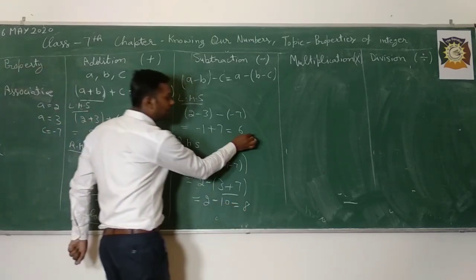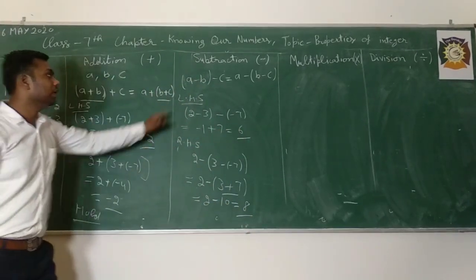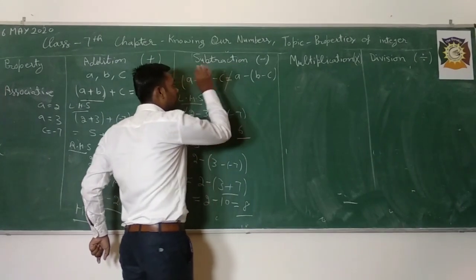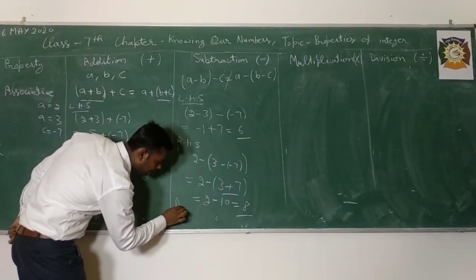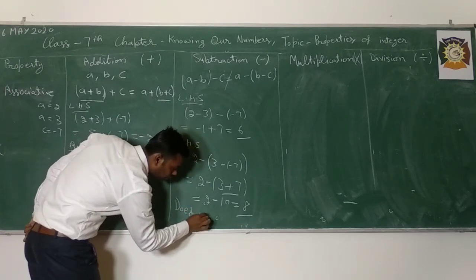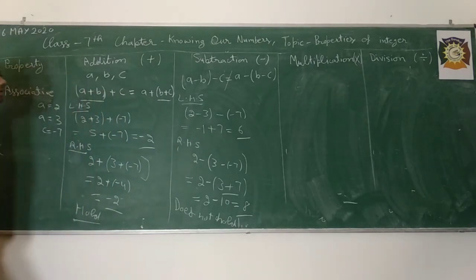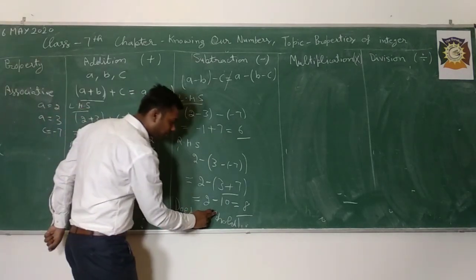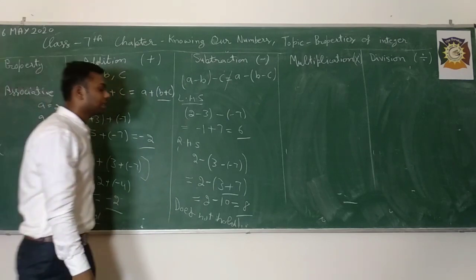See the difference. Left hand side is 6, but right hand side is not equal to it. They are not equal. So we say that the associative property does not hold in subtraction.